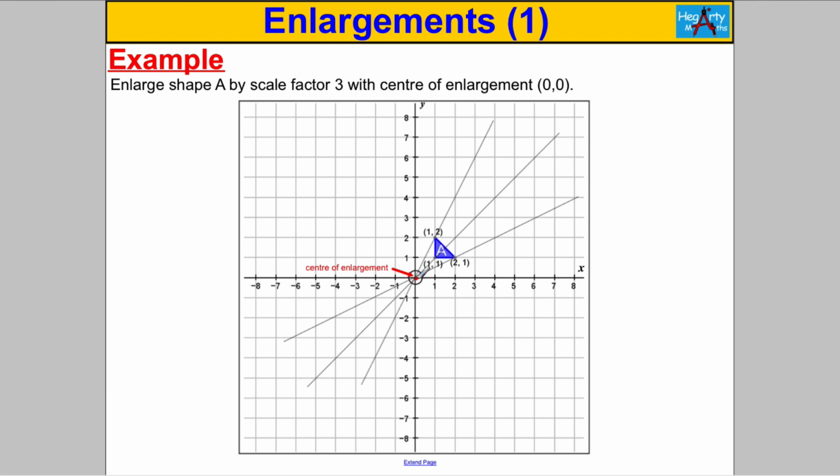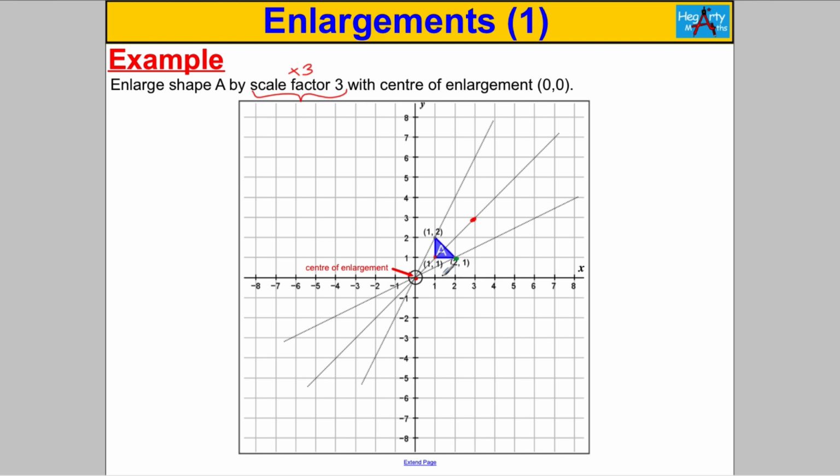And then we measure how far from the center to each of the 3 vertices. That distance we're going to multiply by 3 because we've got a scale factor 3 to work out where the new enlarged shape will be. So for this one here, if you go 1 right and 1 up, we're going to multiply that by 3 and go 3 right and 3 up. 1, 2, 3 right, 1, 2, 3 up. And it will always be on a ray line, which helps you know you're doing the right thing.